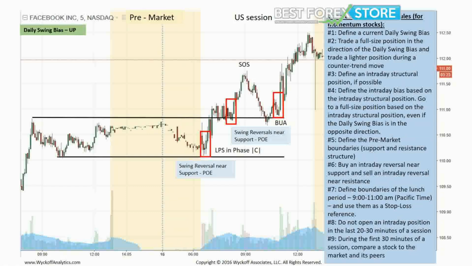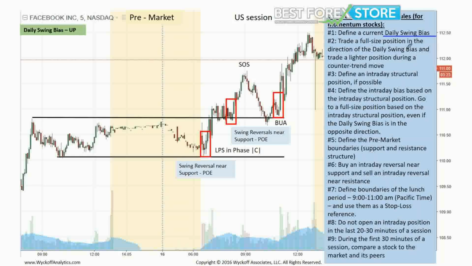Now let's go through some of the rules. First, define the daily swing bias. You want to know on any given day, before you put on the intraday position, what is the higher time frame bias? I'm putting here a daily swing bias, but if you're trading Forex, you might say, what is the bias on 4-hour charts? That also would be relevant if you're looking to trade 5 minutes, 10 minutes, 15, 30 minutes.